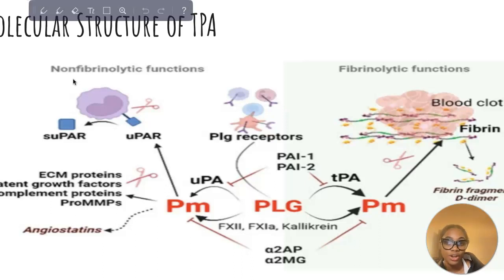Understanding the molecular architecture of TPA provides insights into its specificity and selectivity in promoting clot breakdown. This structural knowledge is fundamental in designing therapeutic strategies that harness the clot-busting potential of TPA for the effective treatment of ischemic strokes.